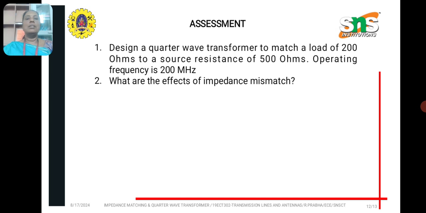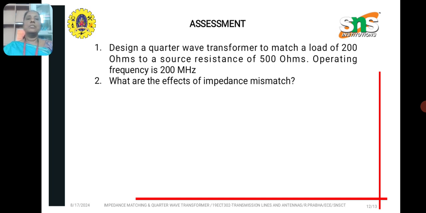Lambda is calculated from this frequency by the formula lambda is equal to C by F. Here C is the velocity of light, 3 into 10 power 8 meters per second, divided by 200 megahertz, which gives the value of lambda. By dividing lambda by 4 we get the length of the quarter wave transformer, and the input impedance of the transformer is designed as Zs equal to R naught squared by Zr. In this way we can easily design a quarter wave transformer in order to achieve impedance matching.